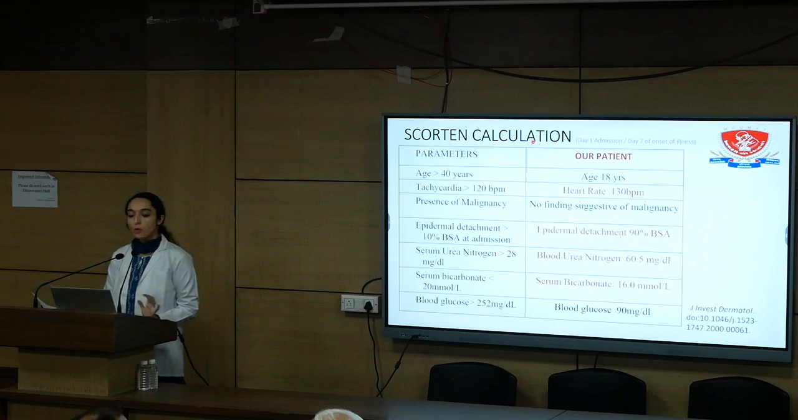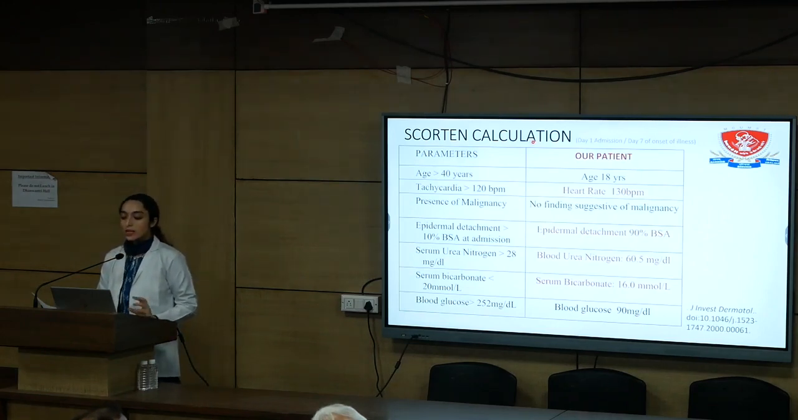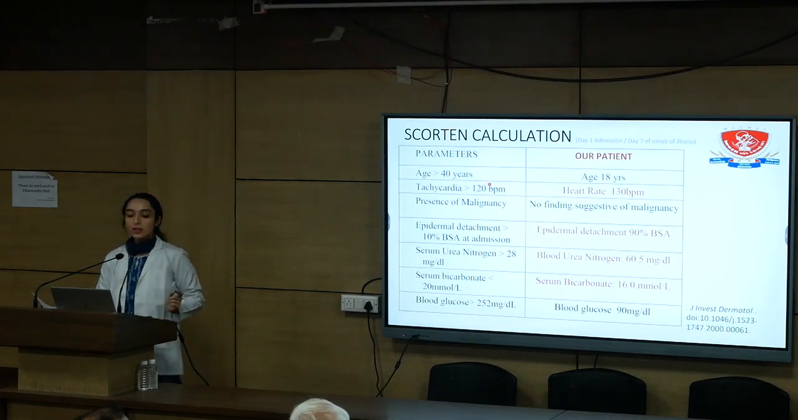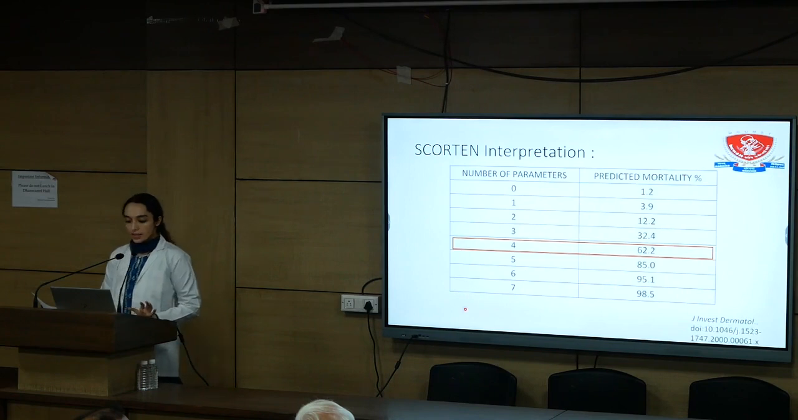And then the SCORTEN was calculated. Now what is this SCORTEN? SCORTEN is a validated predictor of mortality in patients with TEN. This score is given by giving 1 point for each of these 7 clinical variables, namely the age, presence of tachycardia, presence of malignancy, epidermal detachment, serum urea nitrogen, serum bicarbonate level, and blood glucose level. Now, in our case, the SCORTEN came out to be 4.